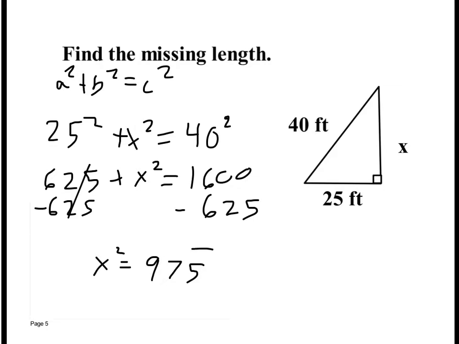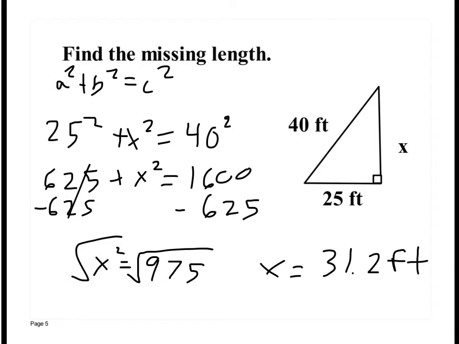Which we square root to get x by itself. The square root of 975 is 31.2. It's actually more than that, but you're supposed to round to the nearest tenth. So x is 31.2 feet.